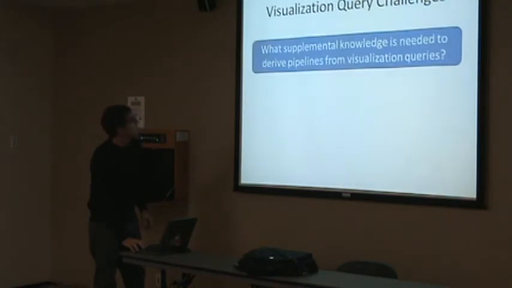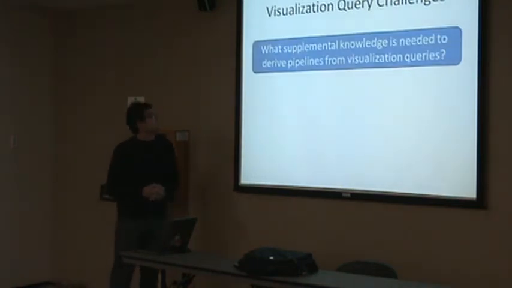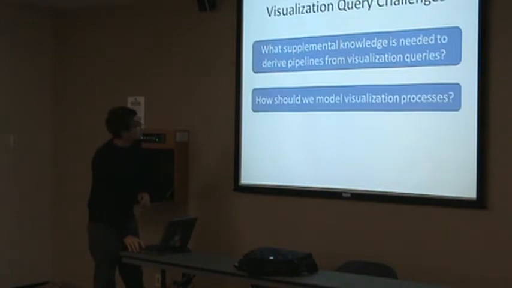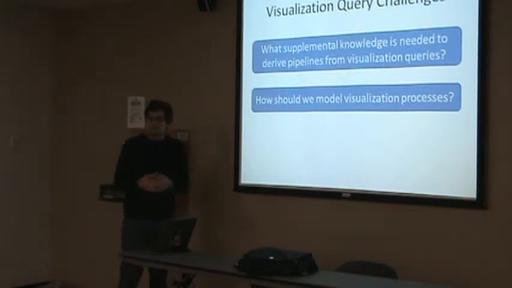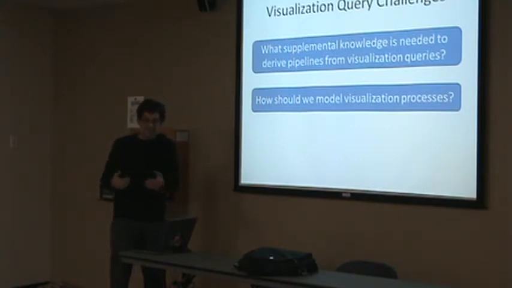So the challenges with the query is what kind of supplemental knowledge is needed to derive the pipelines from visualization queries. What does the system need to know to be able to take a query in and automatically generate that pipeline? Because we're talking about knowledge, we're capturing facts in some kind of formal manner. And because we're capturing facts, we need to decide what's important to capture about these operators. And because we're only selecting a subset of all the properties that these things have, we're talking about a model. So how should we best model the visualization processes?